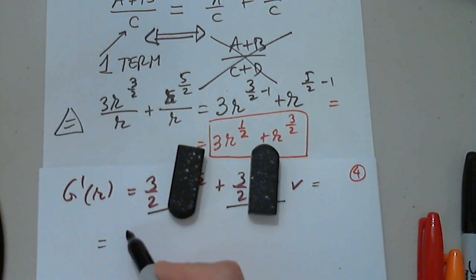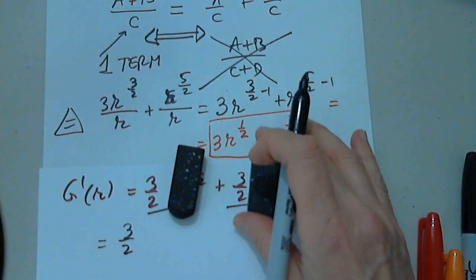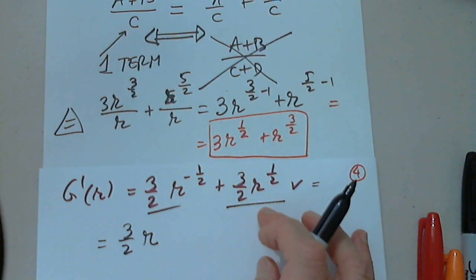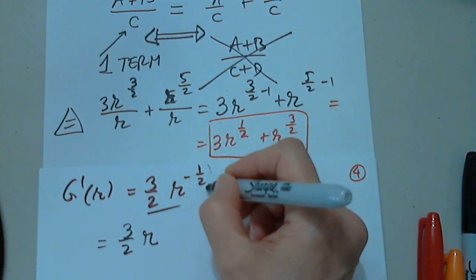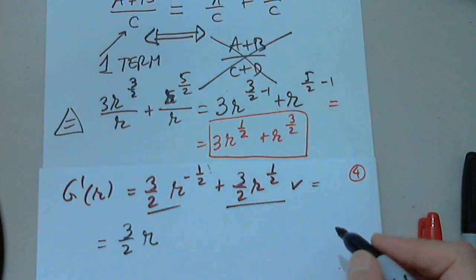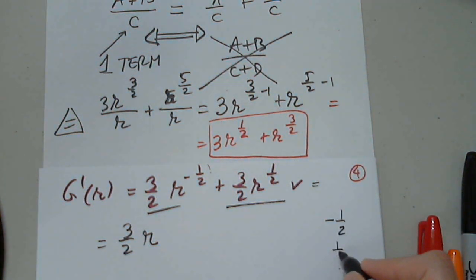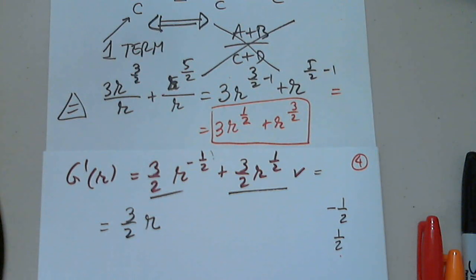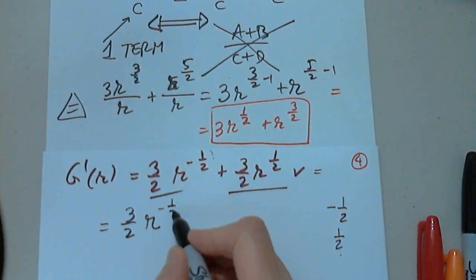The coefficients of 3/2. Excellent. And now let's take a look. Both terms have r in common. I have to choose the smallest power. I know it's a silly question. Which one is the smallest power from negative 1/2 and 1/2? That's not a calculus question. So what is the smallest power? Negative 1/2. Perfect. So I put it in.